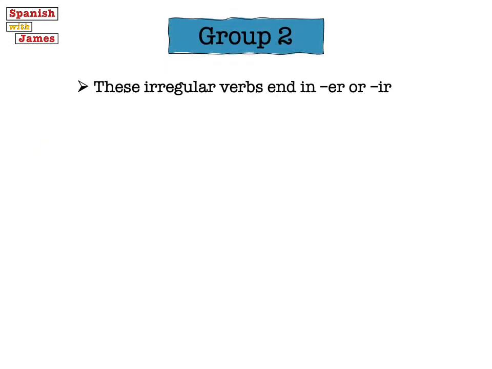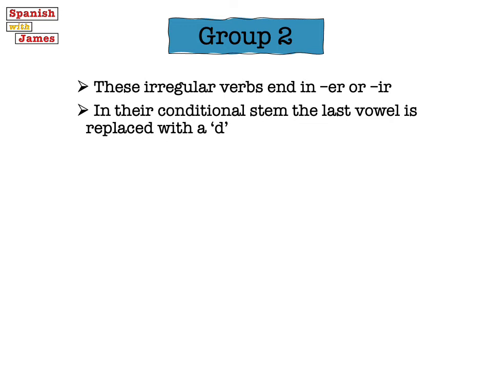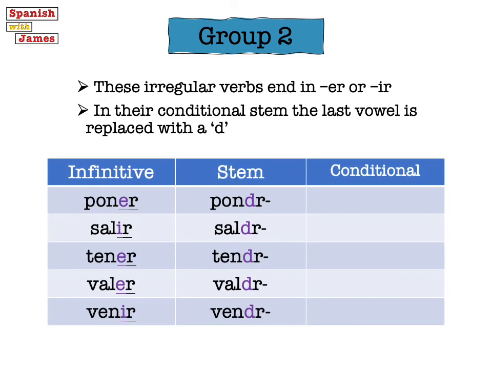Grupo 2. Estos irregulares terminan en ER o IR. So these irregular verbs in group 2 end in ER or IR. The irregularity with them is that we take out the last vowel from the infinitive and we replace it with a D. So these are the 5 verbs. 3 of them are ER and 2 of them are IR. So that E or I gets removed and in its place we add a D. So poner, to put, goes to pondría. Yo pondría, I would put. Salir goes to saldría. Tener goes to tendría.